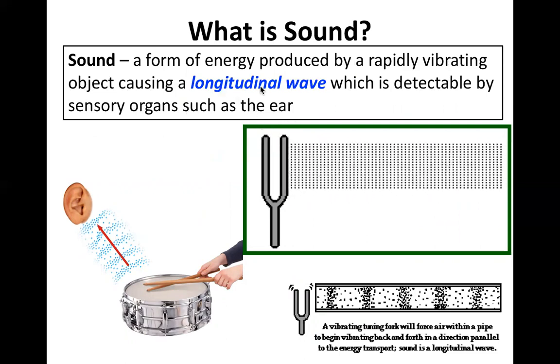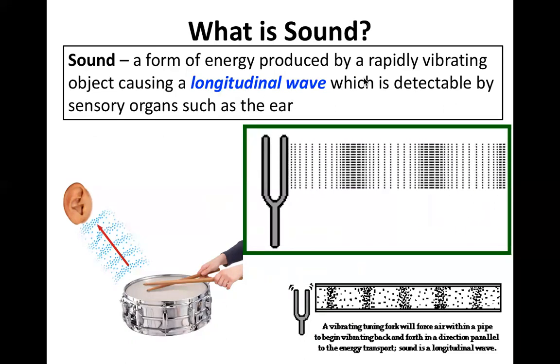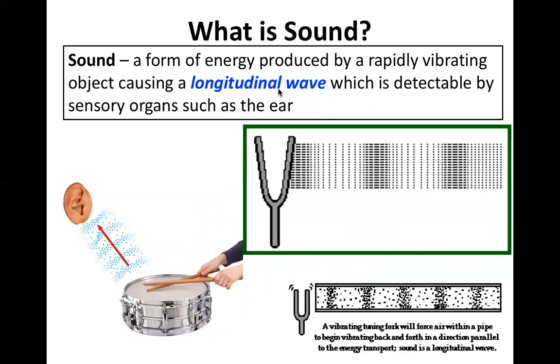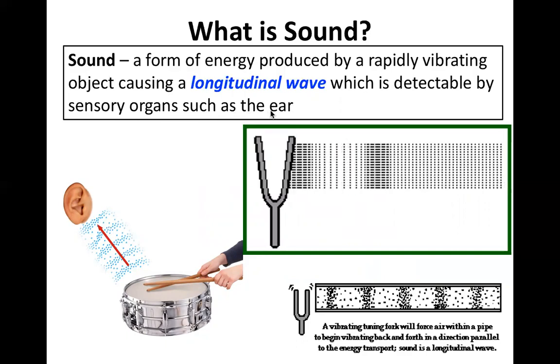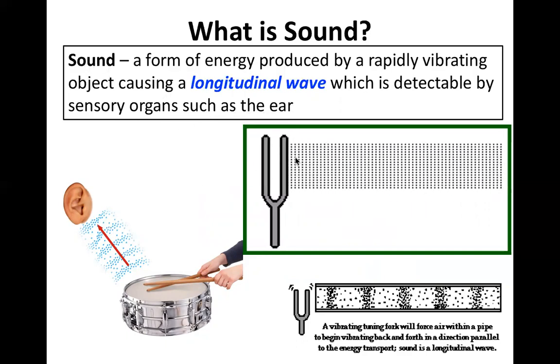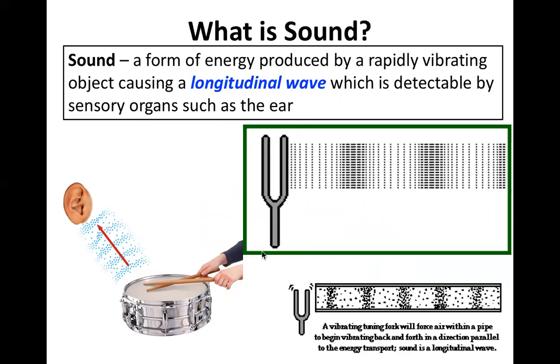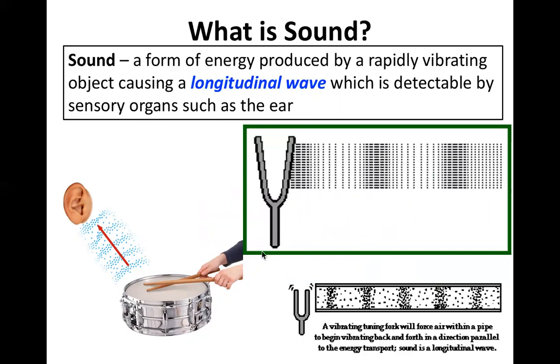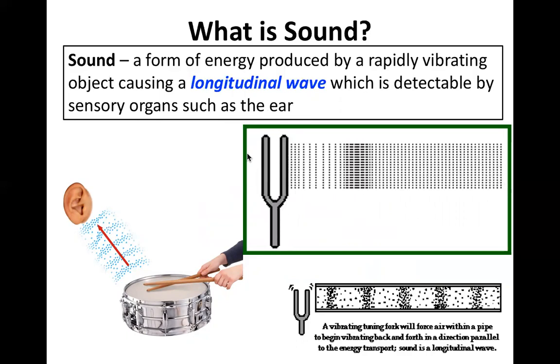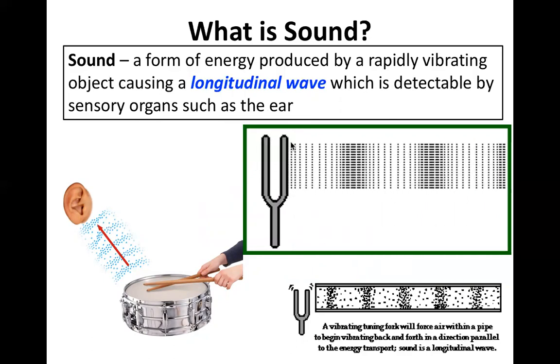So it is a longitudinal wave, and if the wave has particular properties, we can detect it with our ear, and that makes it sound. If you take a look at the tuning fork, which I briefly mentioned in the first video of this unit, in a tuning fork, it would be hit, and the prongs of the tuning fork get closer and farther apart.